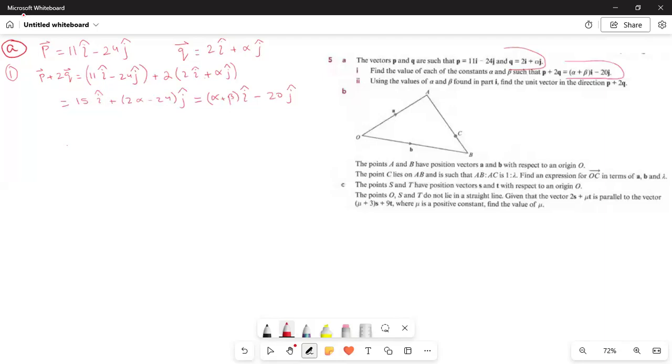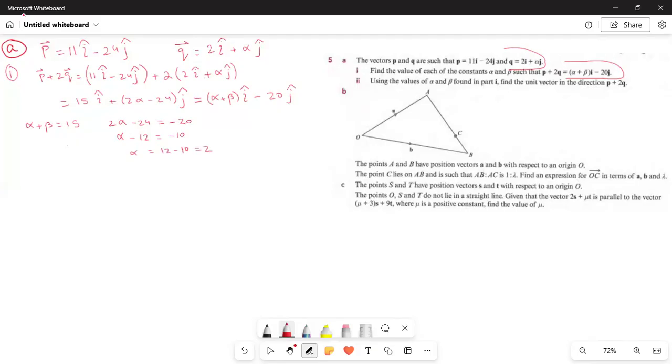You can see that the coefficients of i are equal, so alpha plus beta must be equal to 15, and 2 alpha minus 24 must be equal to minus 20. This equation has only one unknown, alpha. This has two unknowns, alpha and beta. So I will solve this one first. Let us divide the whole thing by 2. It will become alpha minus 12 equals minus 10. So alpha equals 12 minus 10, which is equal to 2.